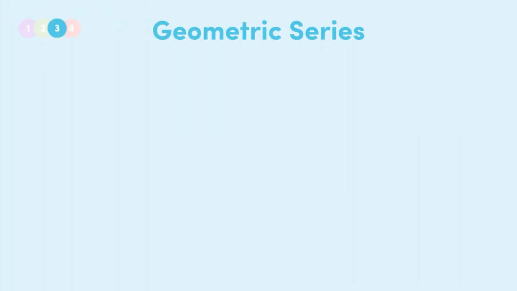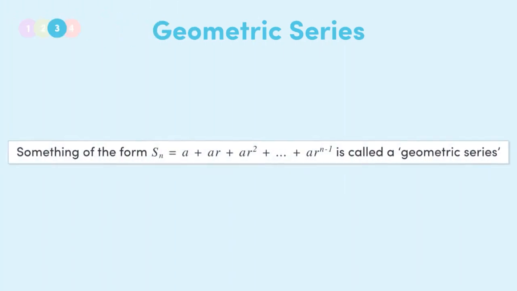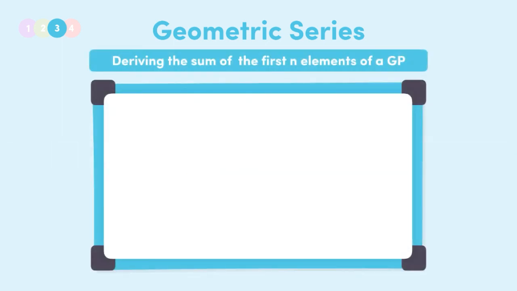Just like with APs, when we're looking at the numbers themselves, we call it a sequence. But as soon as we add them together, it becomes a series. And again, we can find a really nice formula for the sum. So let me derive that now.